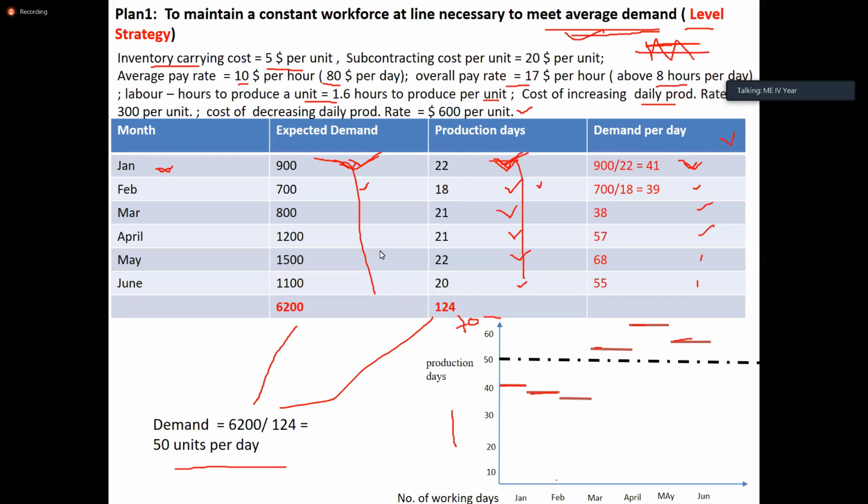It means to meet this plan, whether the per day demand is 41 or 39 or 38, next 57 or 68 or 55, whatever demand changes in that month, I will produce 50 units daily. So that's this dotted black line. Now my strategy is fixed. Based upon this graph, I understood that I have to manufacture 50 units per day.